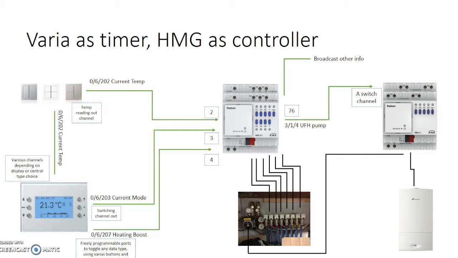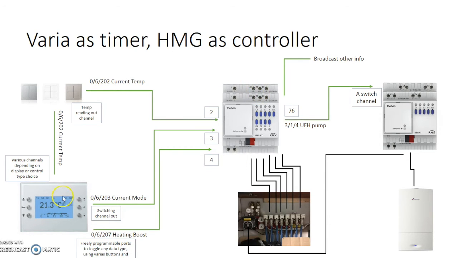So the first setup I'll show you is the more typical one, and that's where we use the Varia as a timer and the HMG as a controller. So we have our temperature measures up here in our various switches or the auros, and this sends the current temperature through this channel to the Theben HMG controller. And so this is taking in the temperatures here, and it's making the decision about how open the valve should be on each one of these channels. So when the valve is open, it will turn on the underfloor heating pump through this channel here. So you have an output going into the switching channel, which will turn on the underfloor heating pump.